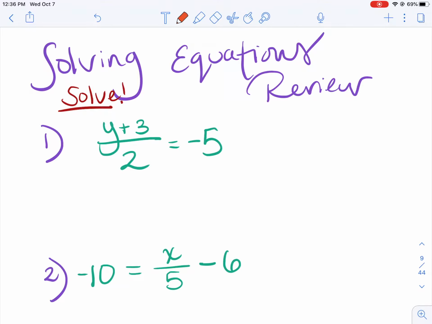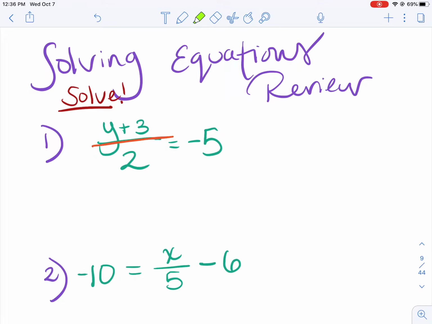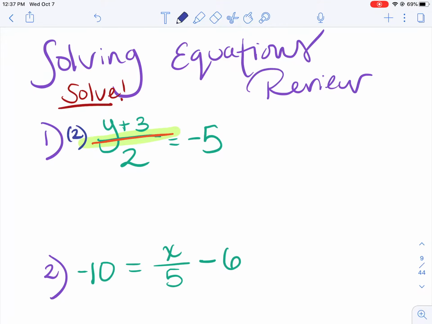If we look at number 1, directions say to simply solve. We have y plus 3 over 2 equals -5. A couple ways to do this, but the easiest way is to think about this division bar. It tells us that in order to work backwards, we need to do the opposite. The opposite of dividing by 2 is multiplying by 2, so I'm going to multiply both sides by 2. I'm left with y plus 3 equals -5 times 2, which is -10.